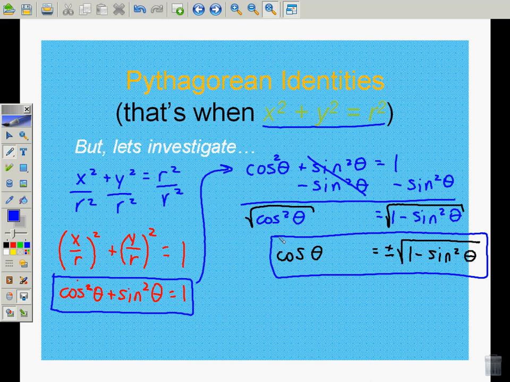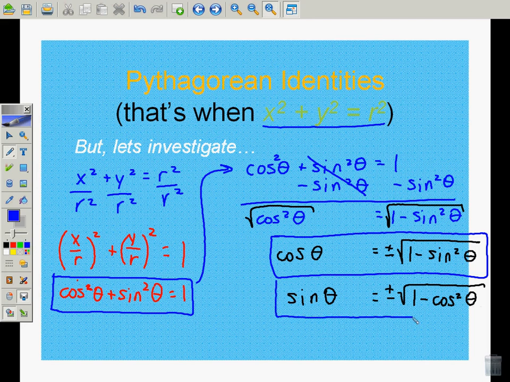Okay? And I could do the same for sine, but I would just flip-flop the roles. So I'm going to have sine theta is equal to plus or minus the square root of 1 minus cosine squared theta. Remember, I can't break up that part inside the square root because my identities and my rules don't allow it. Okay, so here's 3 of these that I need to know. 1, 2, 3. Got to have those. Got to know those. Okay?